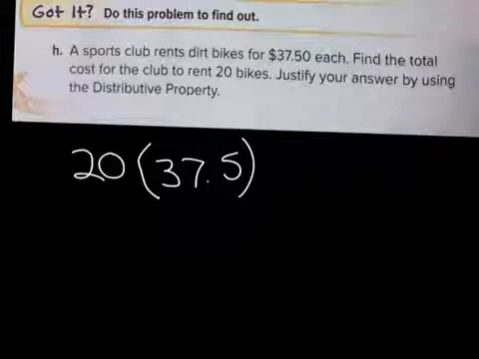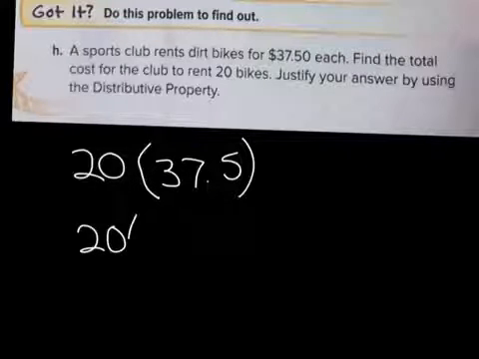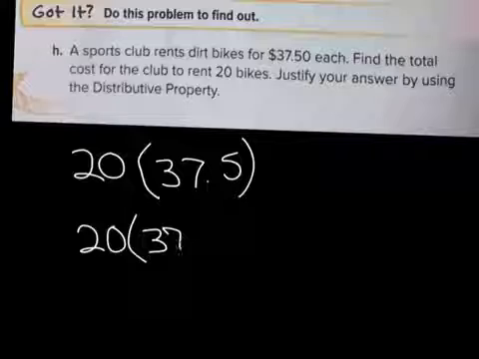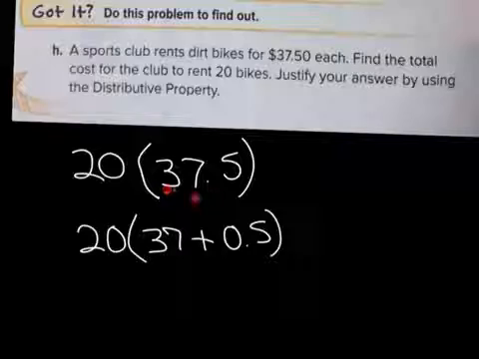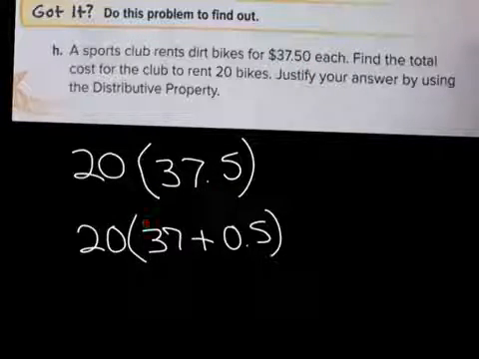times 37.50. You could write it as the distributive property where you write 20 and you write 37 plus 0.5. That would be another way to do it, but why, when we already have 37.50 together, right? And this would be 20 times 37 and 20 times a half. I know that 20 times 37, you know how to do 10 times 37 is 370. Well, 370 plus 370 is going to be 740, right?